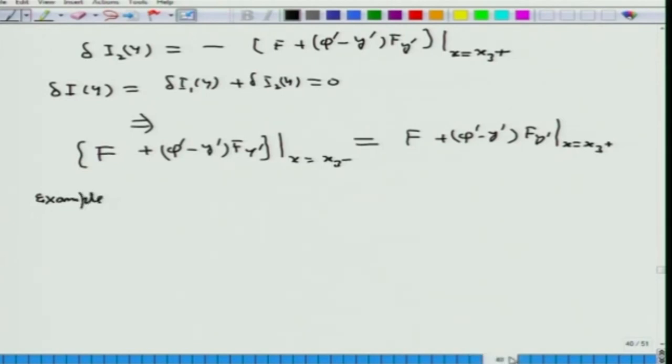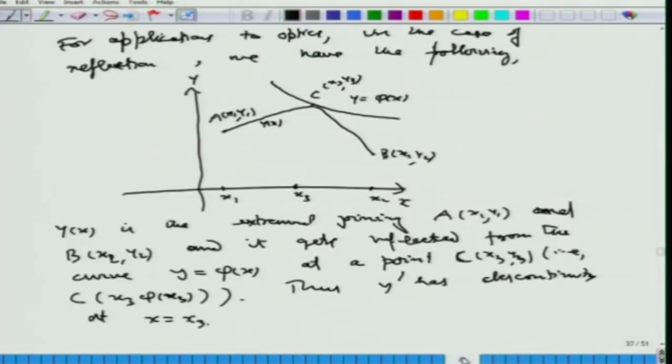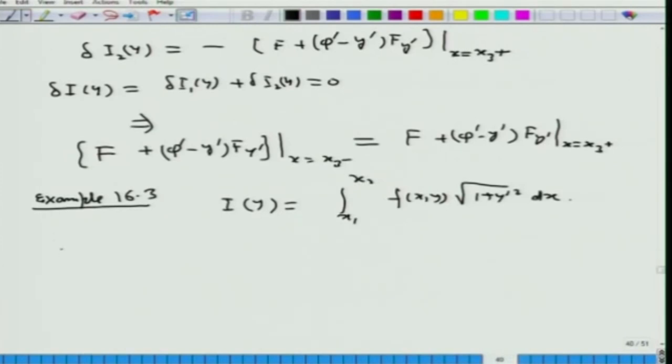This is 6.3 we can use. So, I y is the integral from x 1 to x 2 of f of x y root 1 plus y prime square dx, and here the situation is that we have a curve like that, which is already explained here, that we have this a here and b here, and there is a curve from which this extremal is getting reflected. So, in this case, we get using this, let us call it 16.3 like this, and this as 16.4.